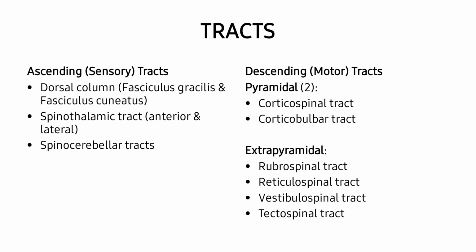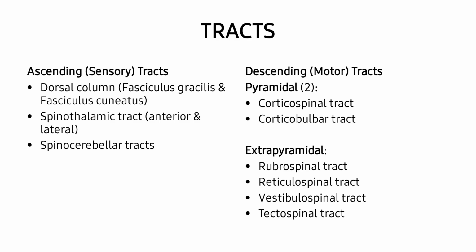So under the descending or the motor tracts, we have two types of tracts there. There is the extrapyramidal and the pyramidal. Under the pyramidal, we have the corticospinal tract and corticobulbar tract. Then under the extrapyramidal, we have the rubrospinal tract, reticulospinal tract, vestibular tract, and the tectospinal tract. So it is very important to understand this overview here, because it gives you a picture of which fibers are ascending in the spinal cord and which fibers are descending.